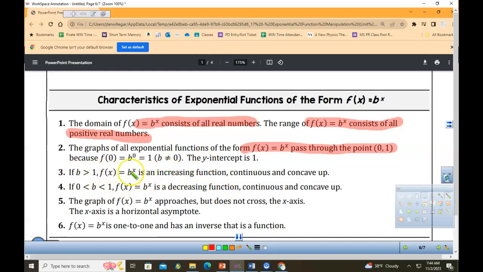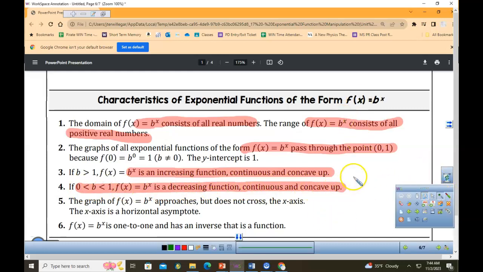If b is greater than 1, it's going to be increasing and concave up. If b is between 0 and 1, it's decreasing and concave up. Okay? And we've seen this before. If it's increasing, it looks like that. The other one looks like this. Okay? They're both concave up.